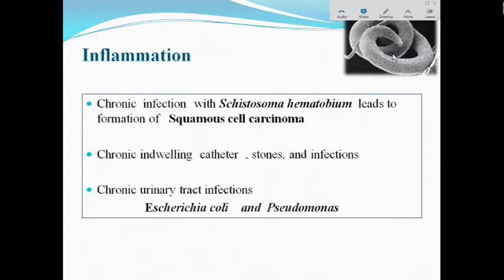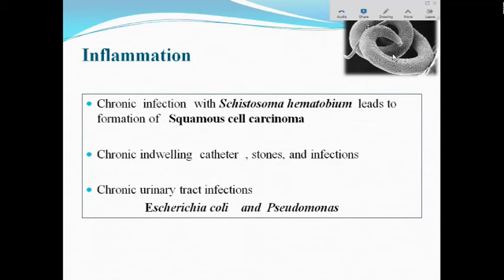So another thing is inflammation. As I told you, chronic inflammation, chronic infection with Schistosoma haematobium leads to squamous cell carcinoma. So there are 3 types of carcinoma more commonly seen. There are other, less common varieties in CA bladder. Most commonly, 80%, is transitional cell carcinoma. Second is squamous cell carcinoma. Third is adenocarcinoma of bladder.